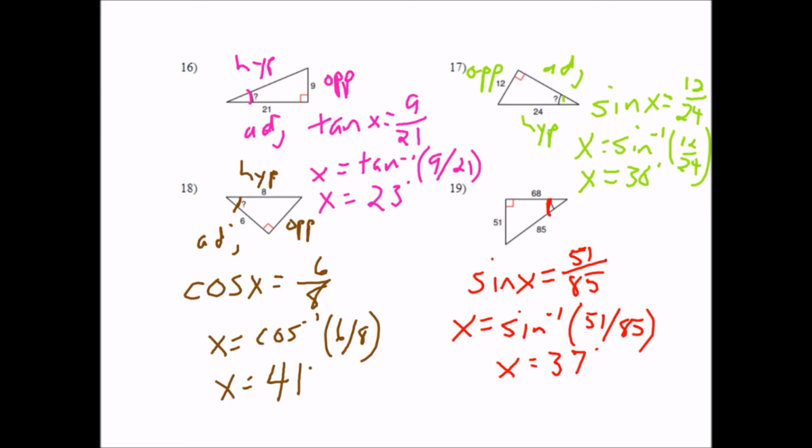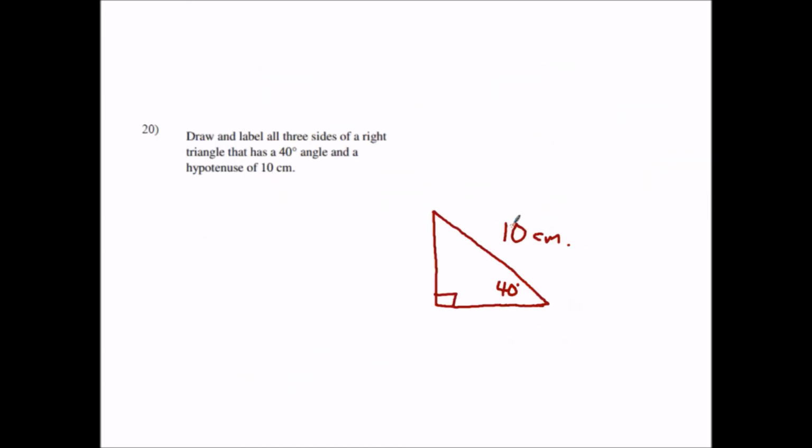All right, and then for the last one, I kind of drew a picture already. It says to draw and label the three sides of a right triangle that has a hypotenuse of 10 and an angle of 40 degrees. So here's my picture so far. Obviously not to scale. Now we want to get the other two sides. I'm going to try to show you quickly a couple ways to do this. We need at least one trig ratio to solve.